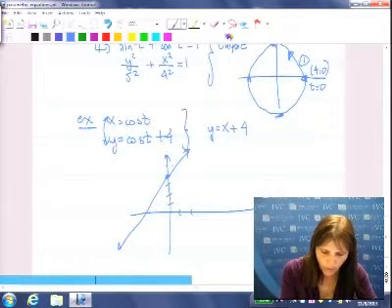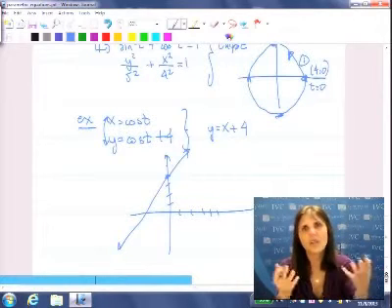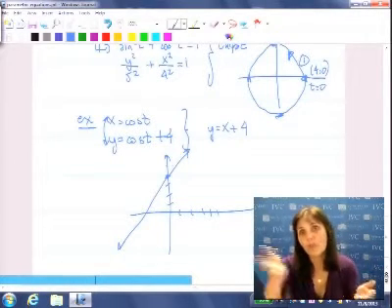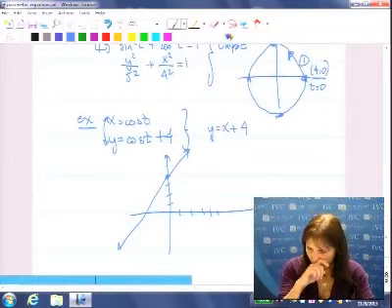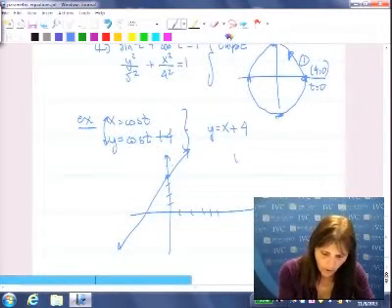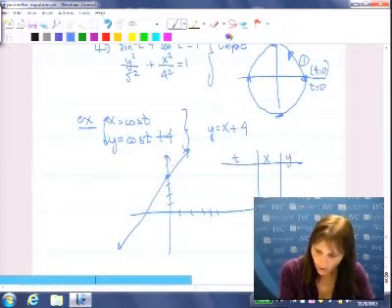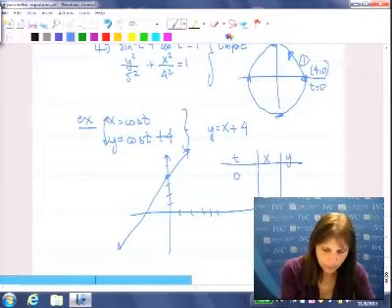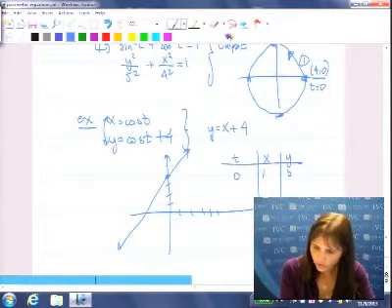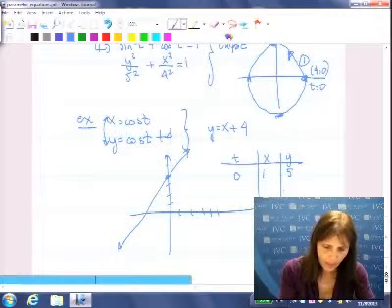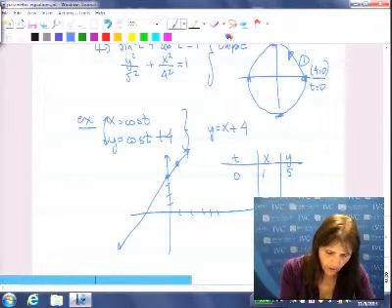Now, if I want to find out which way this is going, let's think of a little particle or bug just moving along that line. Where does it start? Where does it end? So let's plug in some values. When t is 0, my x is going to be 1, and then y is going to be 5. Okay? So it starts right here.